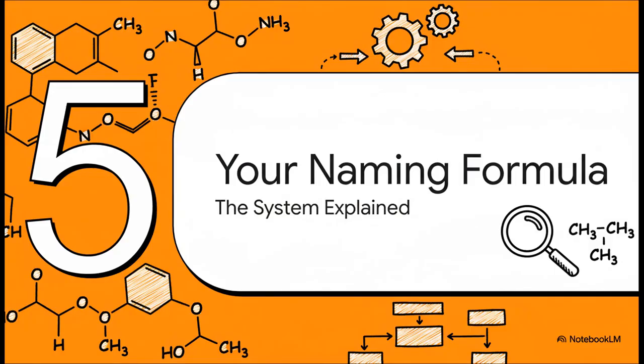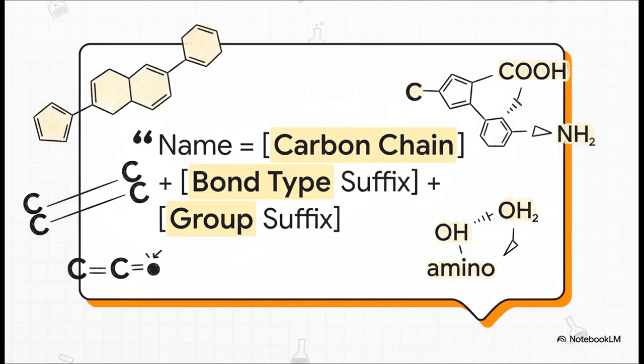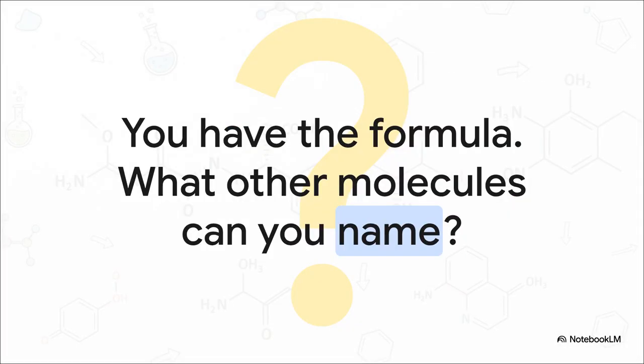So as you can see, this isn't some kind of random guesswork. It's actually a really reliable formula that you can use to decode the name of pretty much any simple organic compound you come across. And here it is. This is the master formula, your recipe for success. You start with the chain root, which you get from the number of carbons. Then you add the bond suffix to describe how they're all connected. And you finish it off with a group suffix that identifies the molecule's unique personality. That's it.